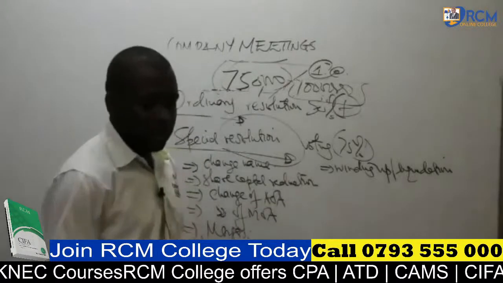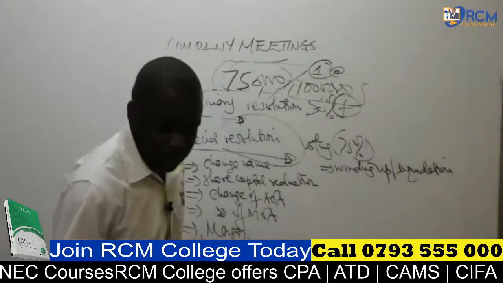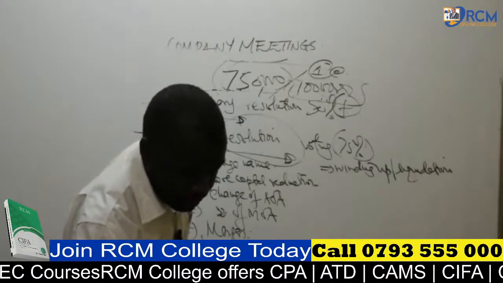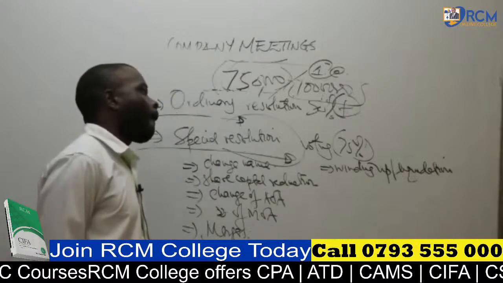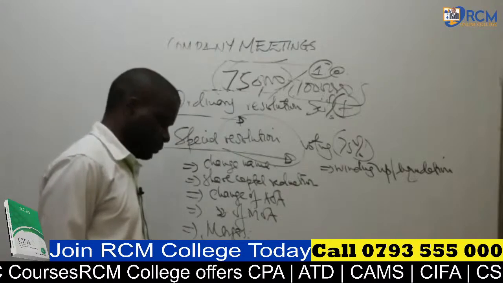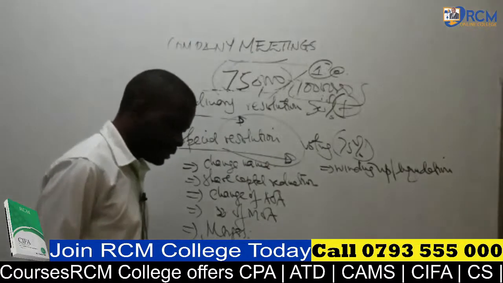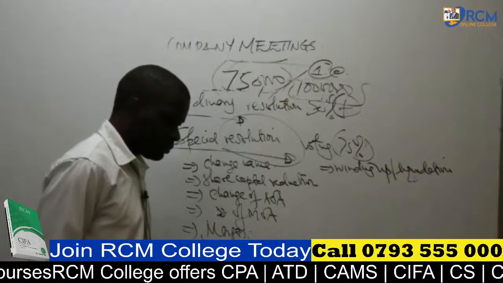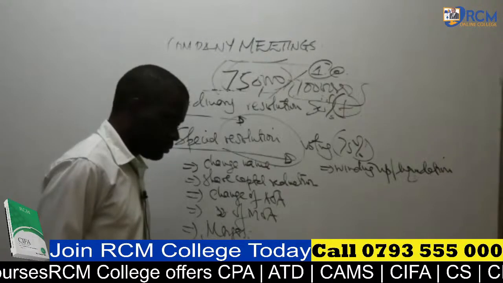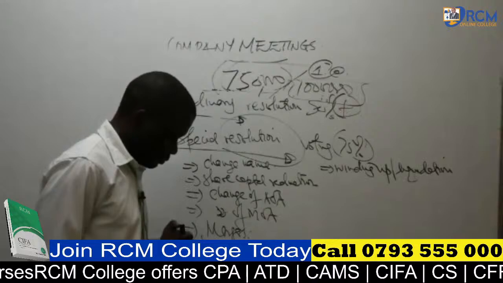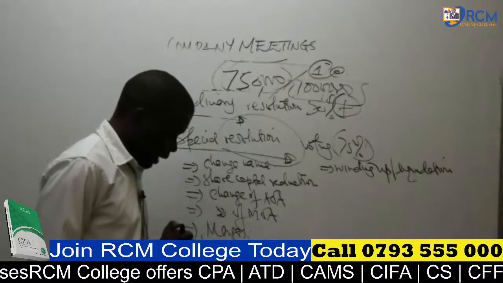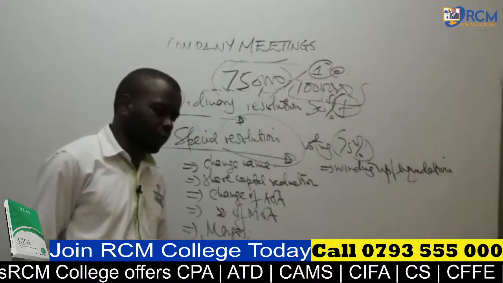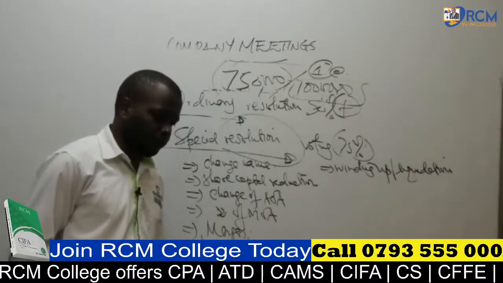Let me have a look at the question. It's the September 2021 question. The question reads: explain 7 requirements necessary for the passing of a special resolution in company meetings. Explain 7 requirements for passing of a special resolution in a company meeting. Exactly.